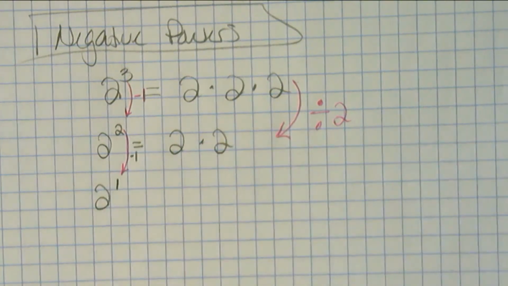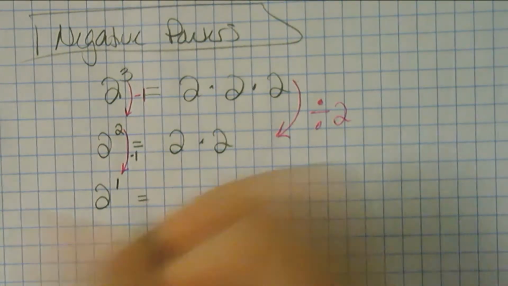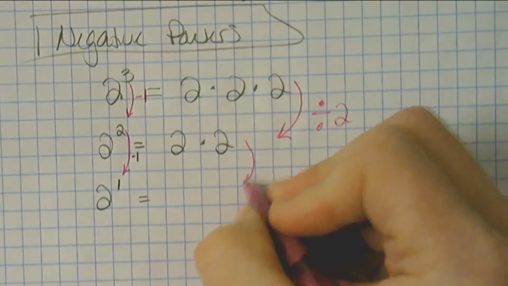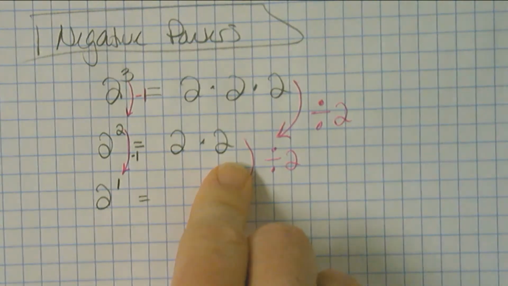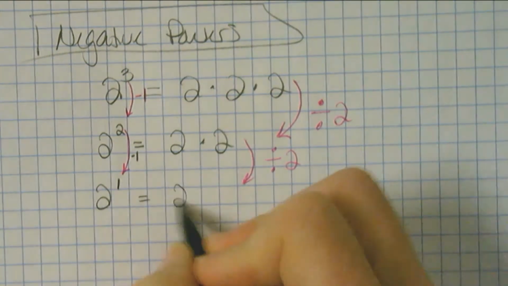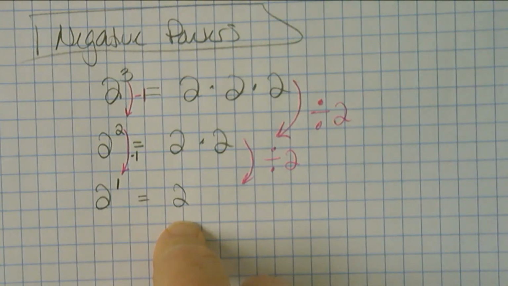So my new exponential form is 2 to the first power. Well, again, I'm dividing off a 2 for my 2 times 2, which leaves me with just 2, which is what 2 to the first power is. It's just 2. You guys with me so far?